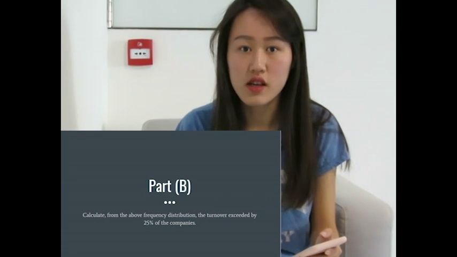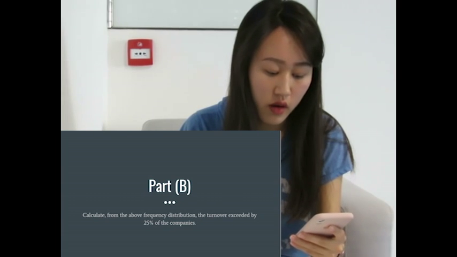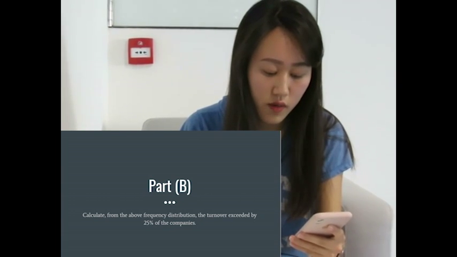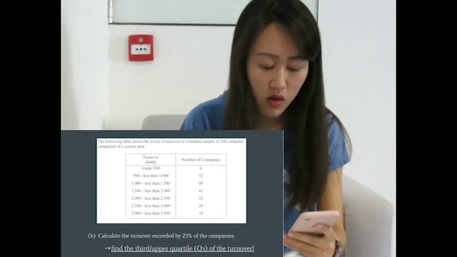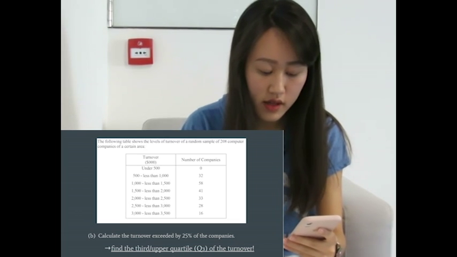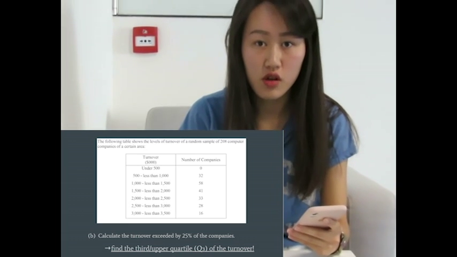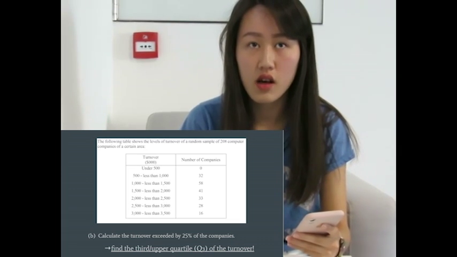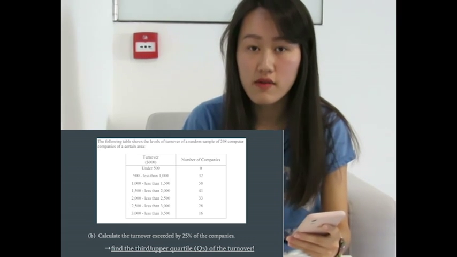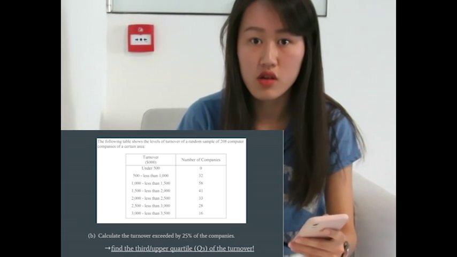Hi, I'm Zhang Yuanxi. So today I'm going to demonstrate part B. According to our question, we have to calculate the turnover exceeded by 25% of the companies, which means we have to find the third quartile of the turnover, because by definition of the third quartile, 75% of the data will be less than or equal to the third quartile.